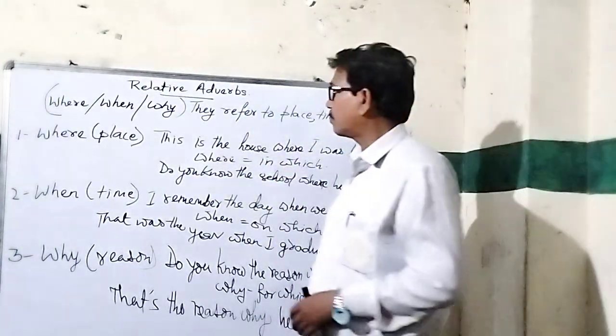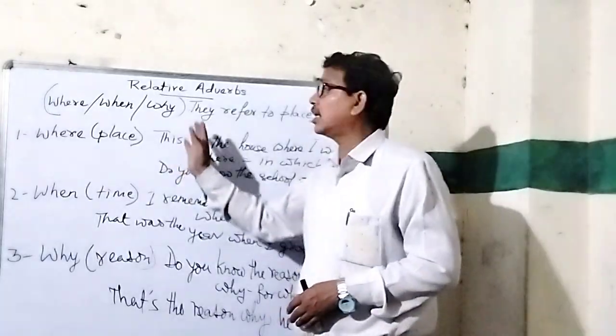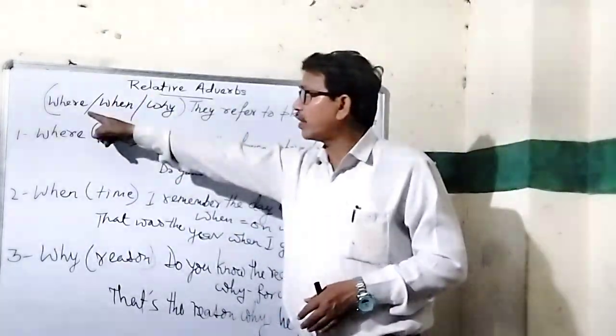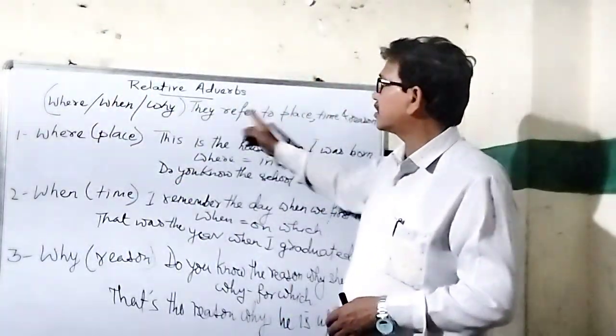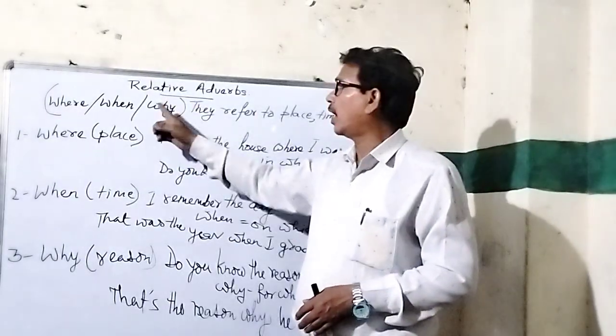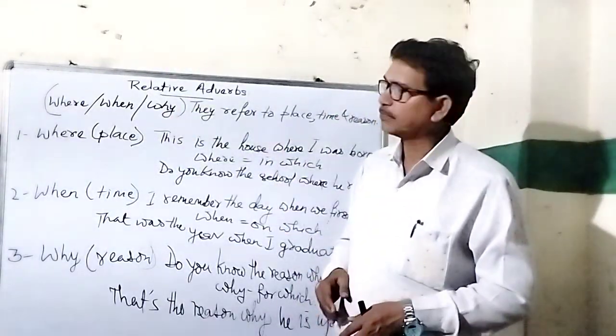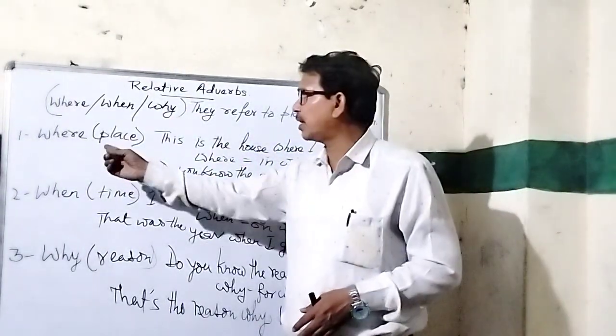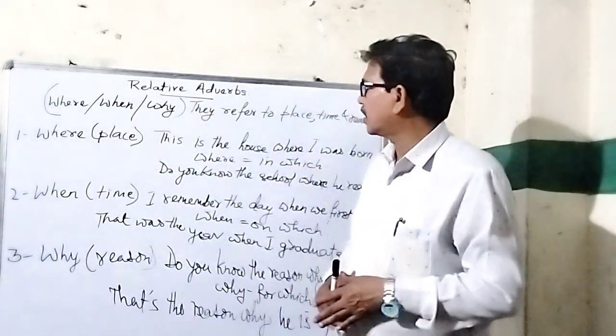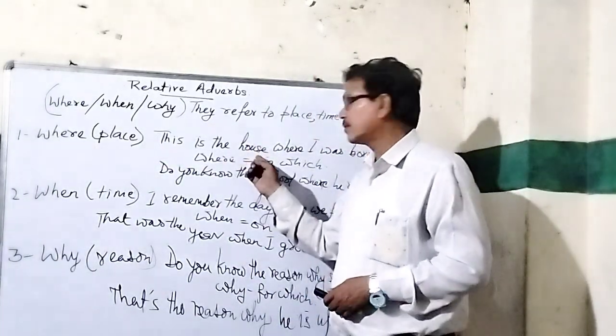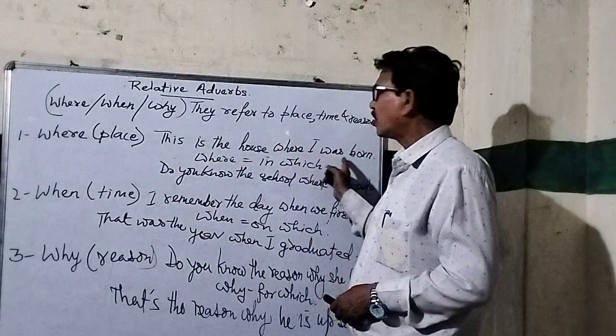I will give you some examples like that. But first of all, here we will see that where refers to place, when refers to time, and why refers to reason. Now you see how sentences are made here. Where means place. This is the house where I was born.